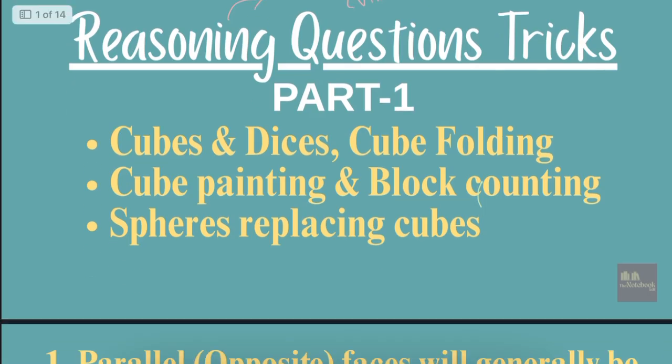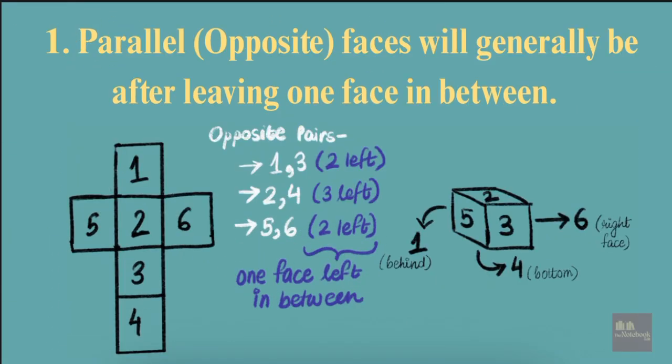So let's begin. The first trick is that the parallel or the opposite faces of a cube or a cuboid will generally be after leaving one face in between. Okay, so something that I would like to clear firsthand is that all the cube questions I practiced were of this kind of a net, like the one I have drawn over here. So I noticed this pattern in this kind of a net. However, if you're trying with some other net or something like that, you can try. If it works, okay. If it does not, then you'll have to solve other ways.